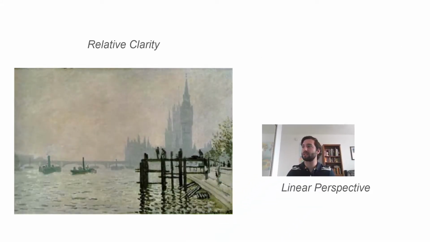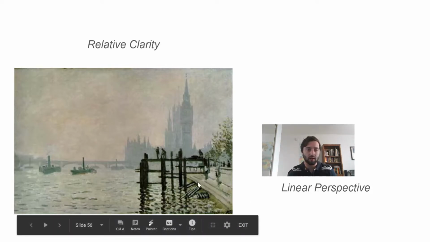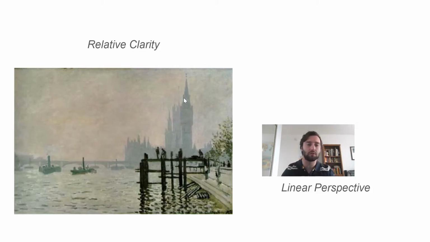Relative clarity. Let me move myself out of the way. So if I look at this painting, again, we're talking about depth perception here. What I want to know is what in this image is closer to me. Is it this dock right here? Or is it this building right here, this kind of tower? Which one is closer to me?